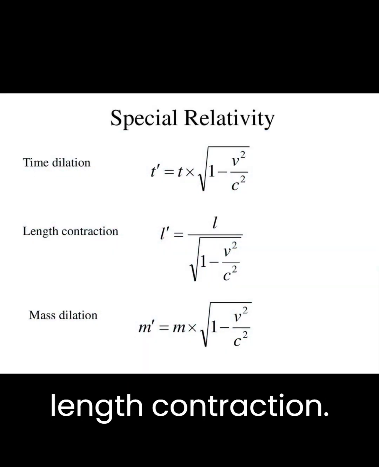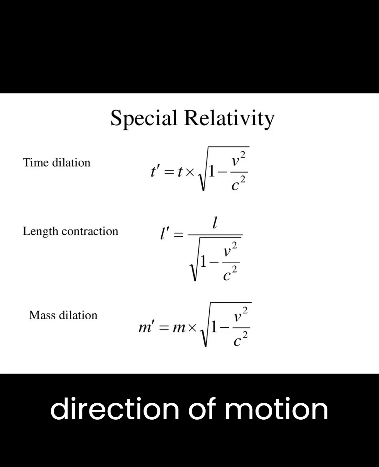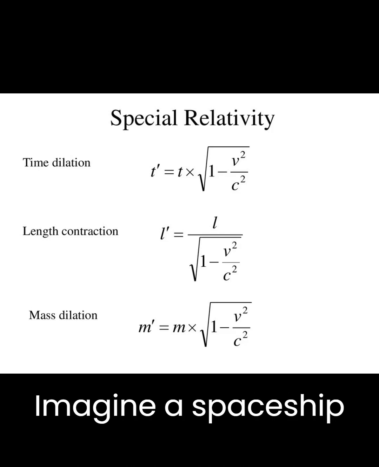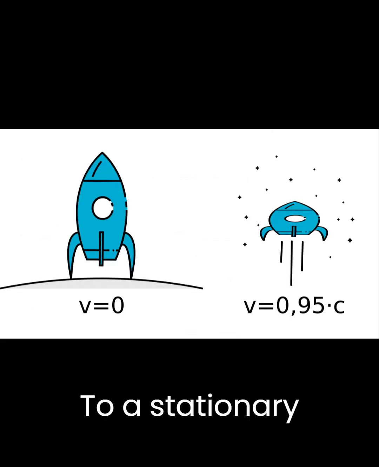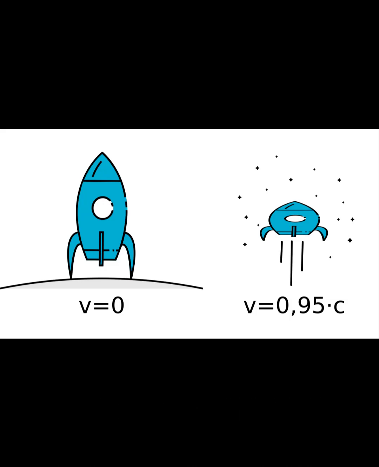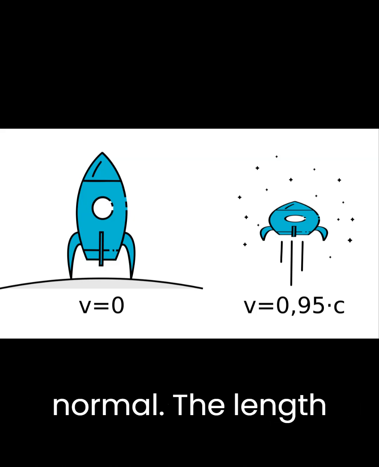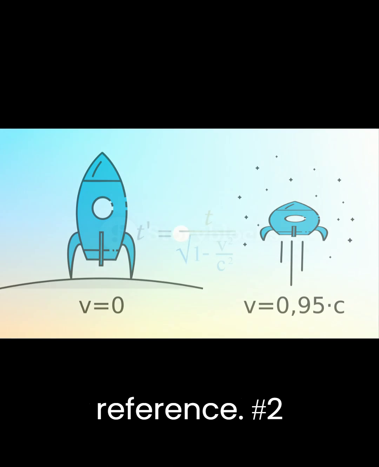Number 1, length contraction. Objects contract in length along the direction of motion as they move close to the speed of light. Imagine a spaceship traveling at 90% of the speed of light. To a stationary observer, the spaceship appears shorter than it would if it were at rest. However, to someone inside the spaceship, everything would seem normal. The length contraction is not noticeable within their own frame of reference.